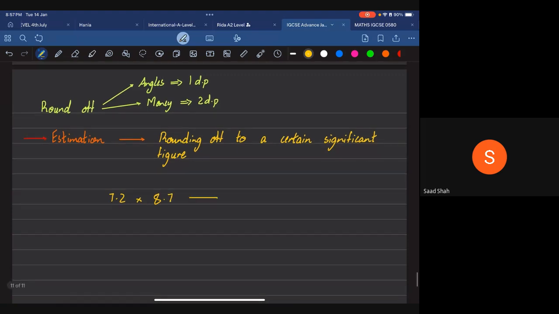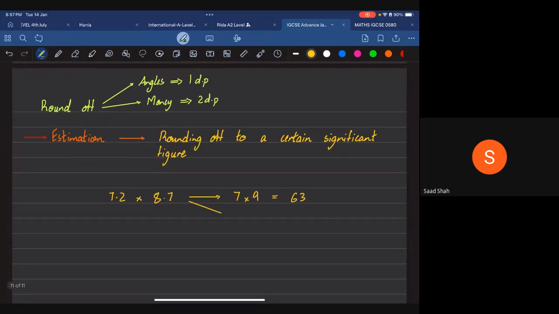And if I'm estimating it, what will be my estimation? My estimation will be 7 times 9, which is equal to 63. But if I am rounding it off, now, the reason why I do not do rounding off before is that if I round off to the nearest 10, what is going to happen? It's going to become 10 times 10, which is equal to 100.